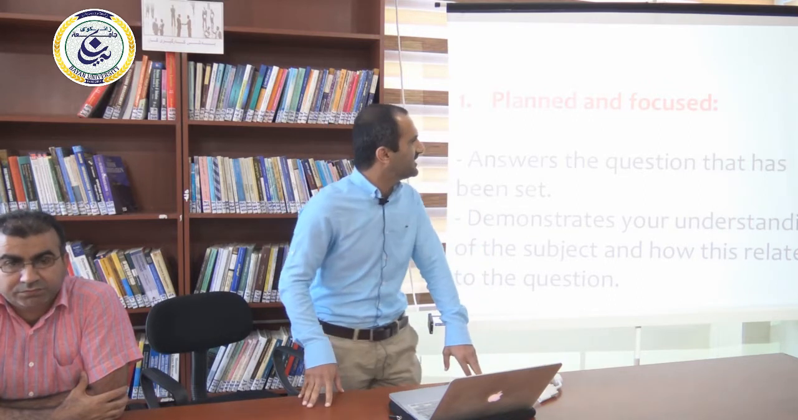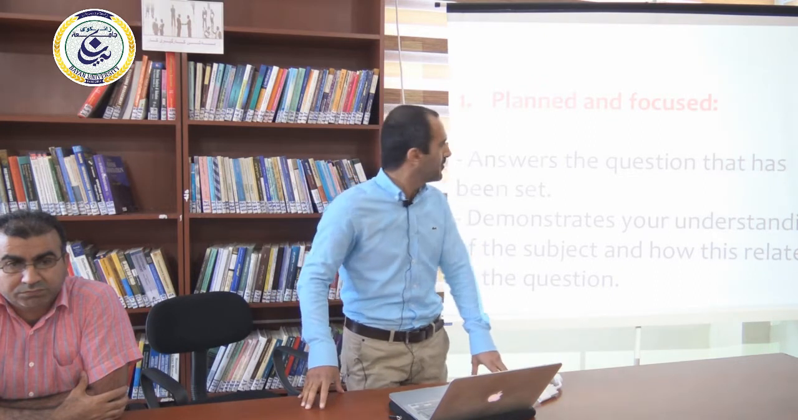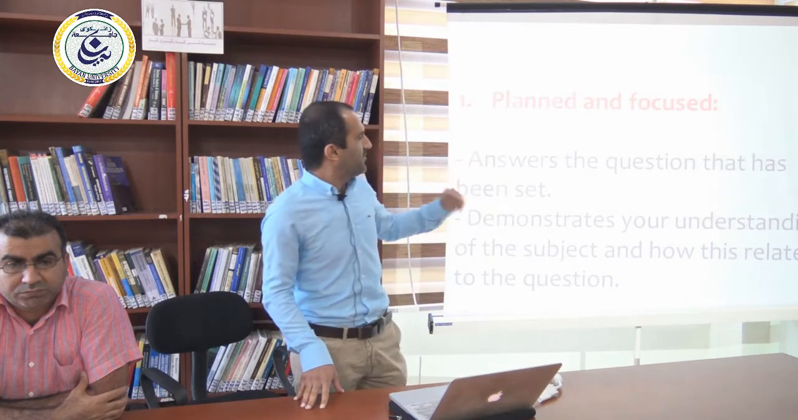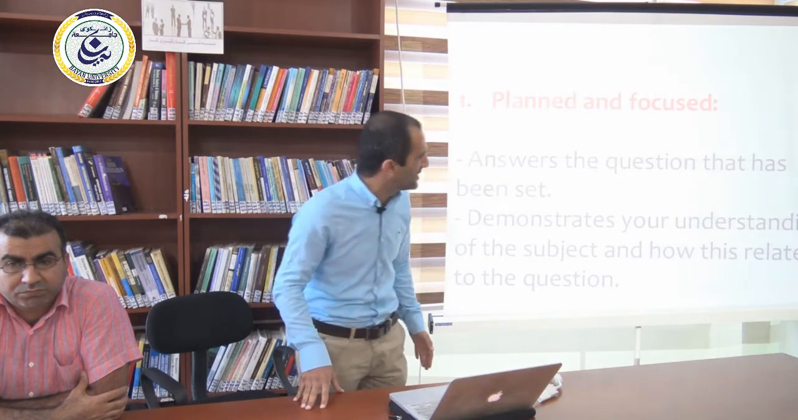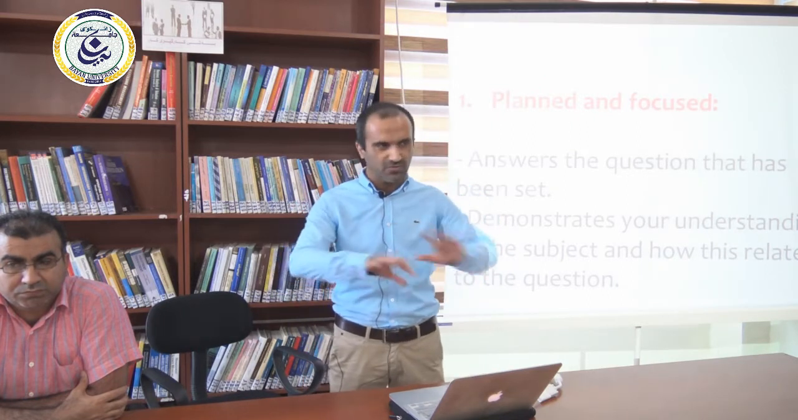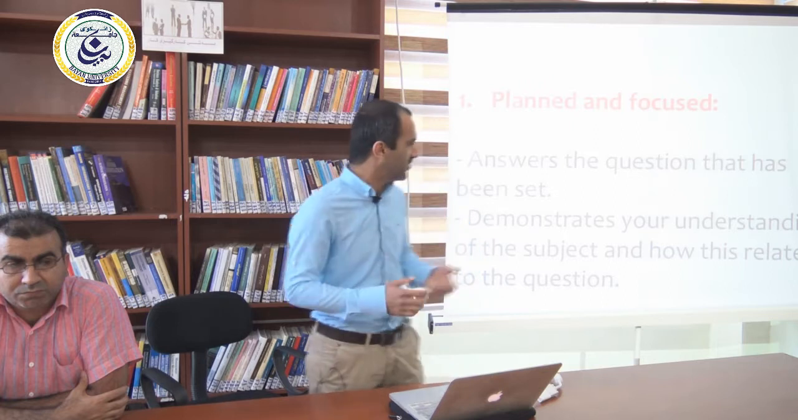So the first characteristic of academic writing is that it is planned and focused. So you should have a very good plan before writing something. Okay? For the planning, we've got some pointers here. Answer the question that has been set. So in your writing, you are going to answer some questions. It's not only that you have to write something, you have to answer some question. You've got a question, you've got a problem, and you are going to answer these questions and problems.